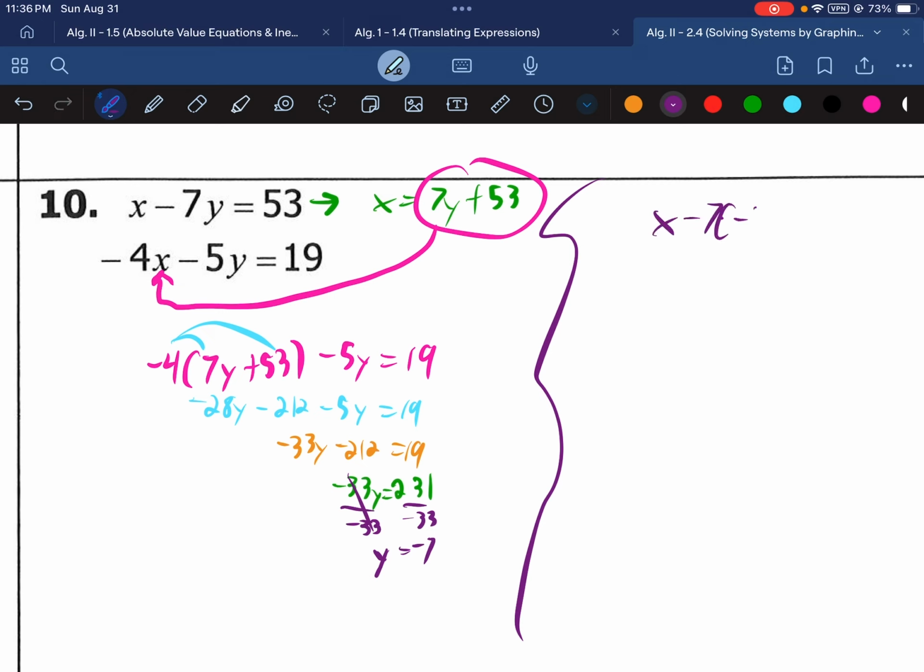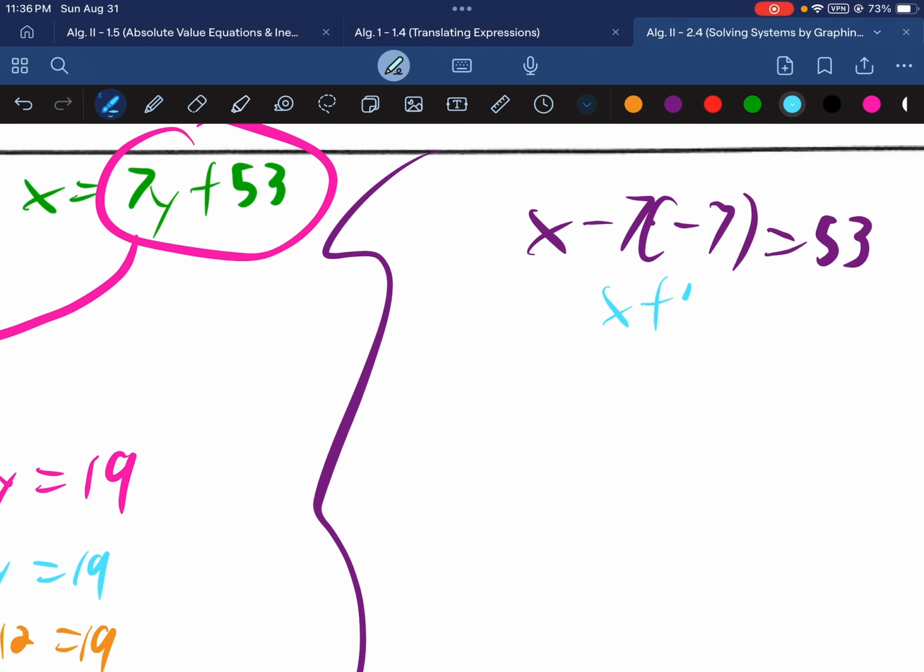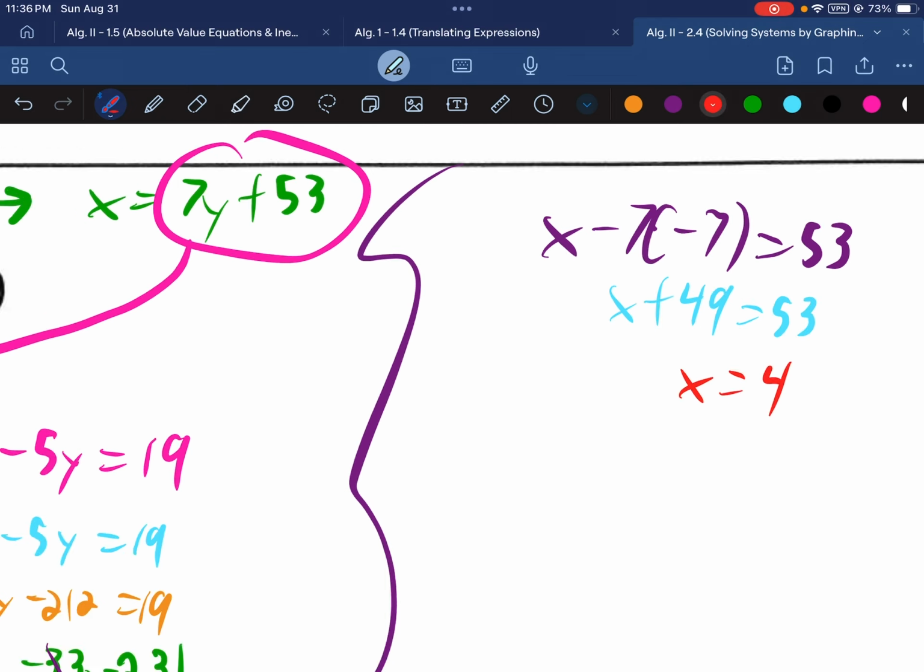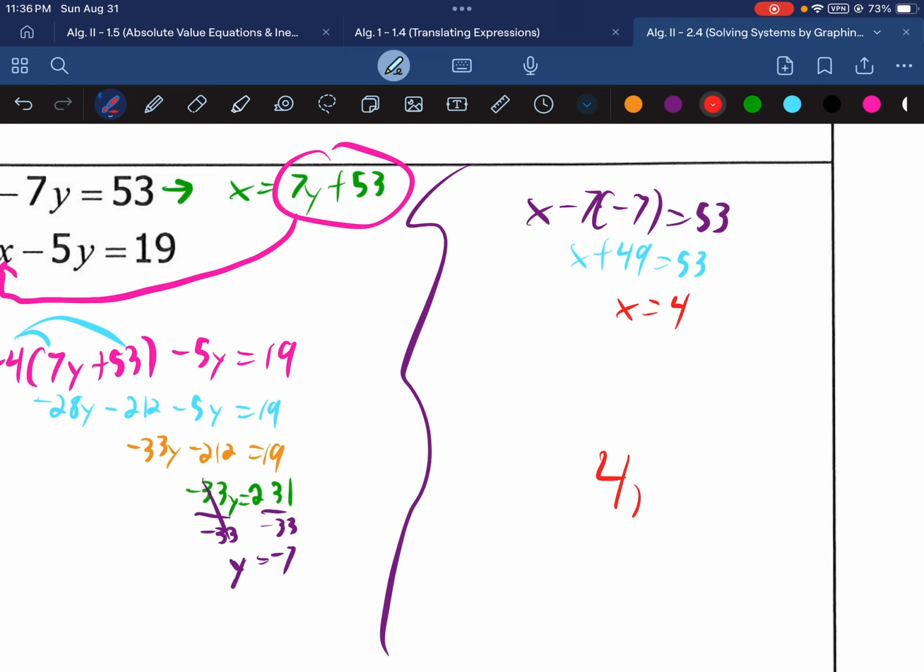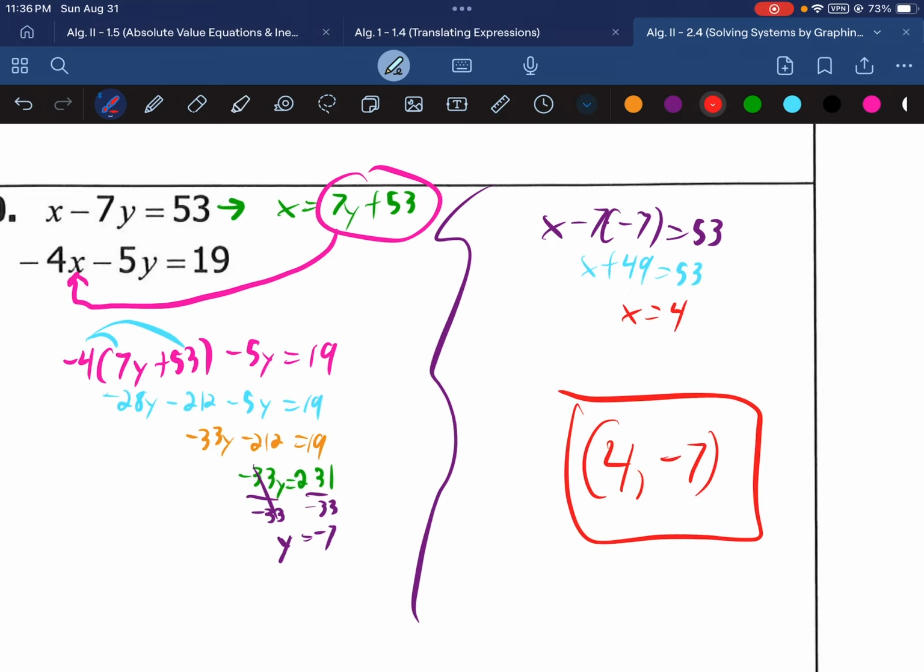x minus 7 times negative 7 equals 53. So negative 7 times negative 7 is positive 49, so x plus 49 equals 53. Subtracting 49 from each side gives us x equals 4, which results in the ordered pair 4 comma negative 7, 4 being the x value, negative 7 being the y value.